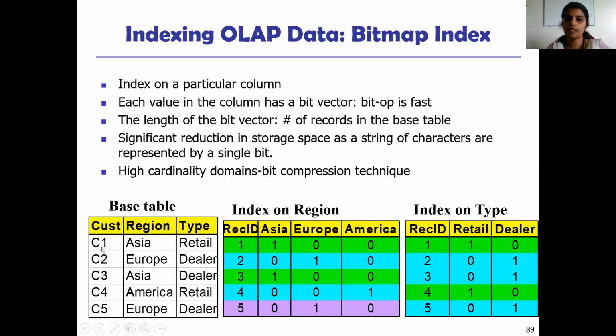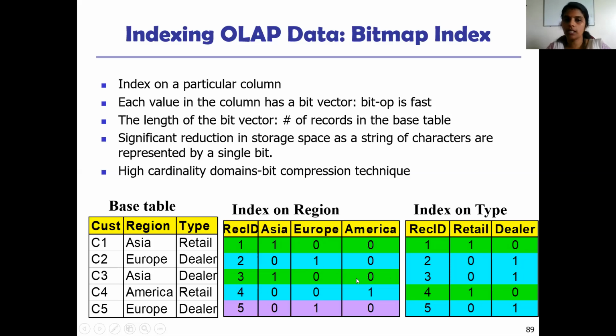Now coming to the first record, what is the value for type? The value for type is retail. So the corresponding bit, that is retail bit, is set to 1 and dealer bit is set to 0. Consider the second record. The value for type is dealer. So the bit representing dealer is set to 1 and the other bit is set to 0. So this is how we define index or bitmap index for the OLAP data.